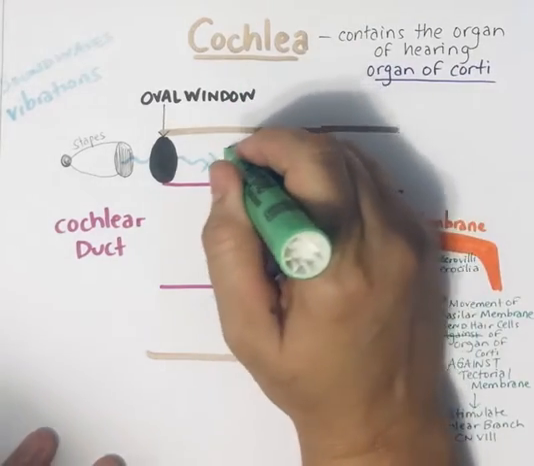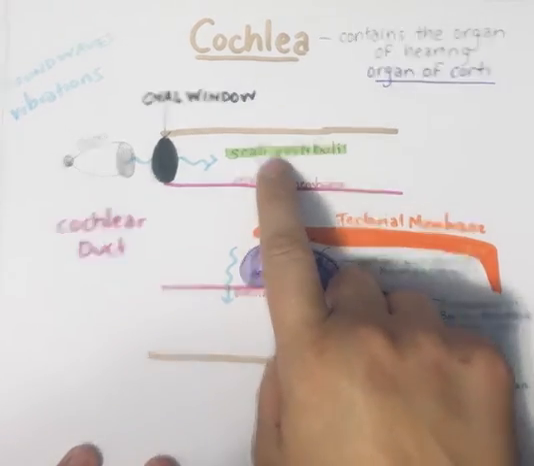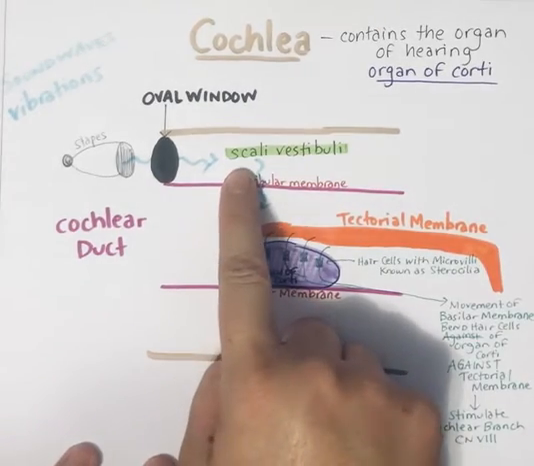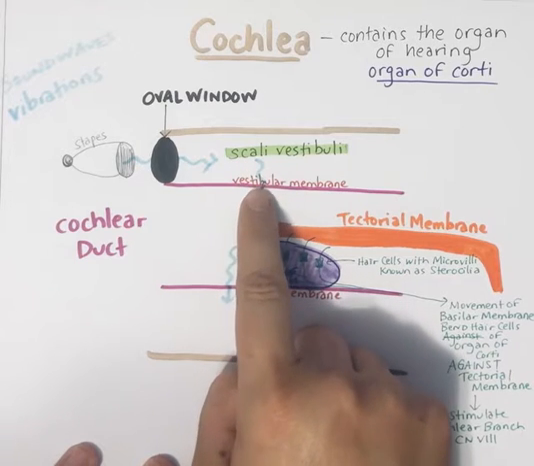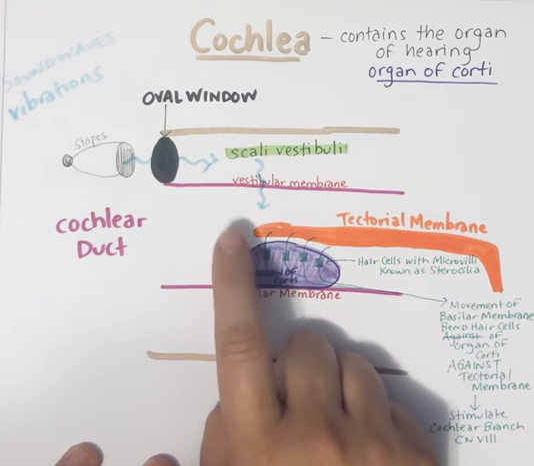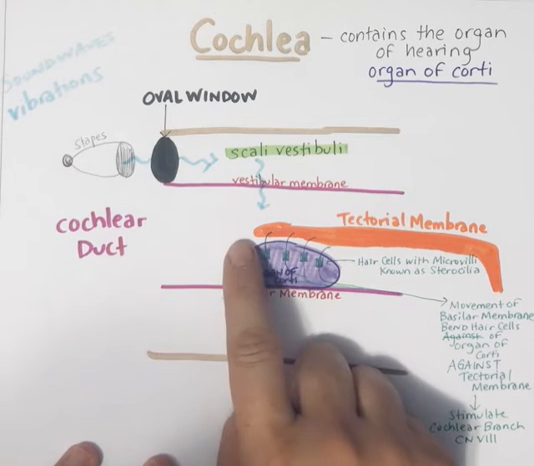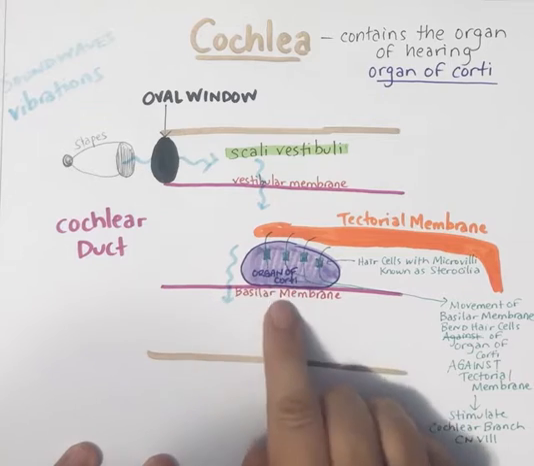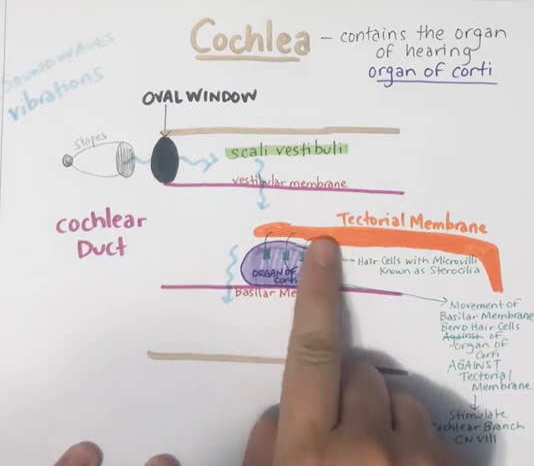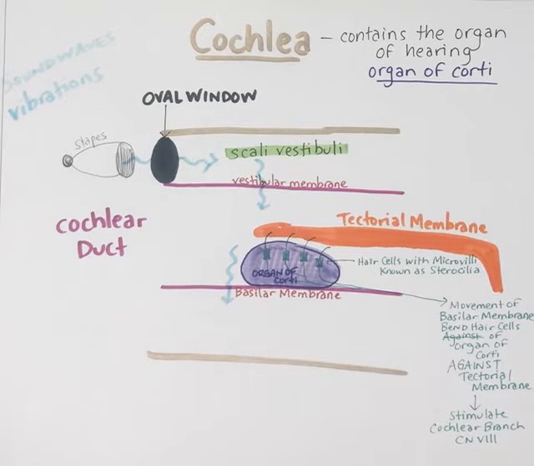which is the fluid in the scala vestibuli, which is going to vibrate the perilymph of the scala vestibuli. So the vibrations then vibrate the vestibular membrane to vibrate the endolymph of the cochlear duct, because this is the membranous labyrinth. The vibrations go through the basilar membrane, which bends the hair cells against the tectorial membrane, which stimulates cranial nerve 8, which is going to go to the thalamus and then to the temporal lobe.